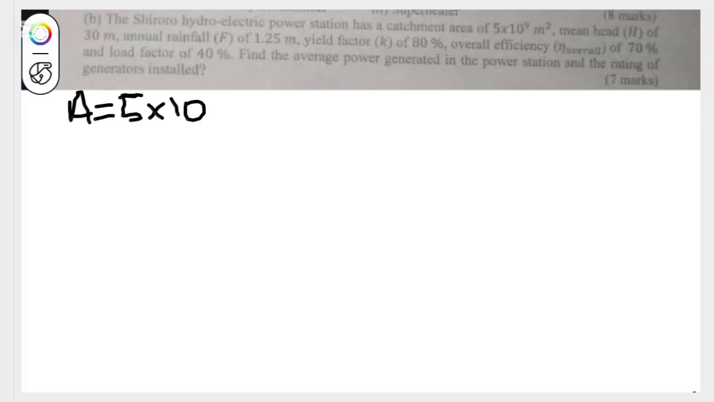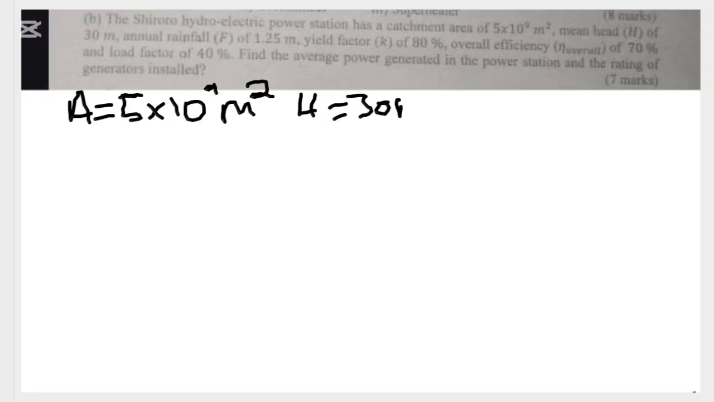Let's solve the first question under the steam power station. The question says the Shiroro Hydroelectric Power Station has a catchment area, so we are given the area as 5 times 10 to the power of 9 meters squared. Mean head of 30 meters. So the height, let's say the height, is 30 meters.